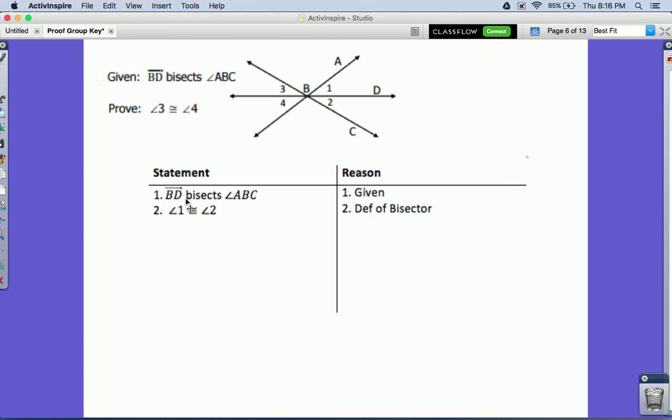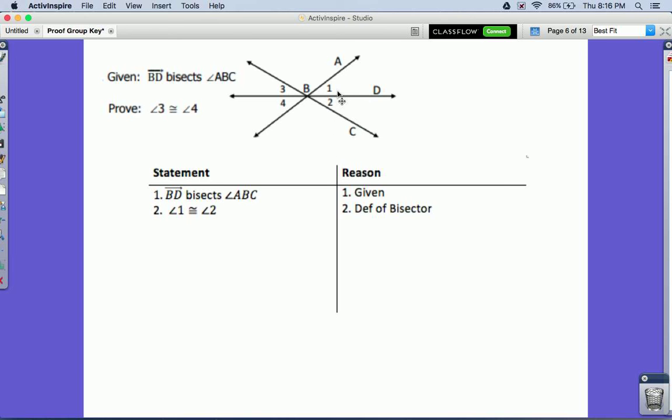So anytime we are given something bisects, we should think about what that means as far as each individual angle and being able to set things congruent to each other. So a lot of you would probably get stuck at this point. But next you should be thinking about your picture and what it's giving you.